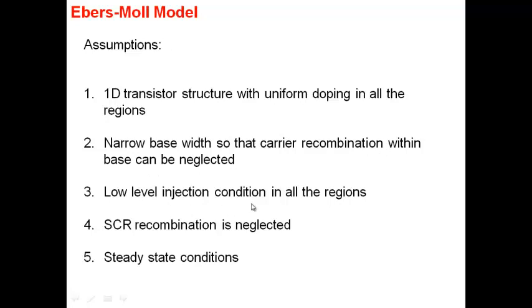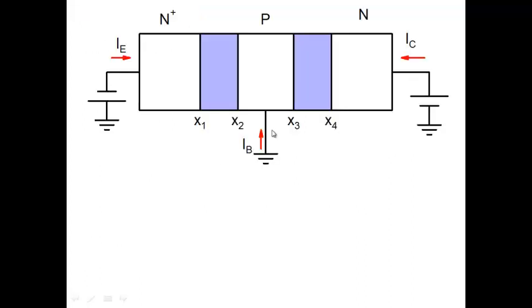We'll assume low level injection condition. We'll assume that there's no recombination within the depletion region. So I'm going to derive a model which is valid for reasonably higher currents, because we know that at very low currents, recombination within the depletion regions becomes important, but I'm not going to look at that. And of course, I'm going to look at steady state or DC bias condition, not transient. So a series of assumptions are being made to simplify the derivation of the Ebers-Moll model. All right, so this is the picture that we have.